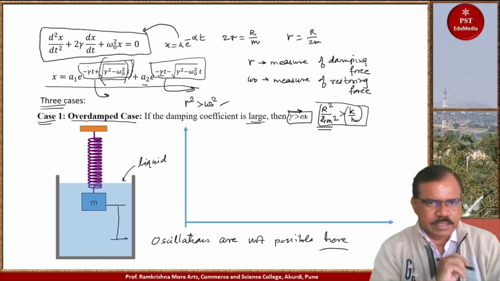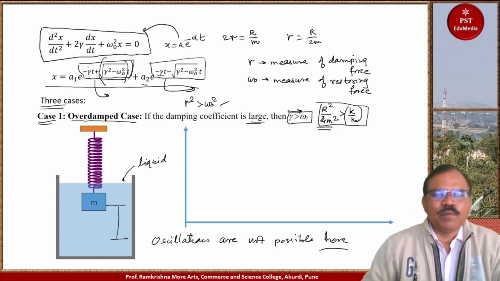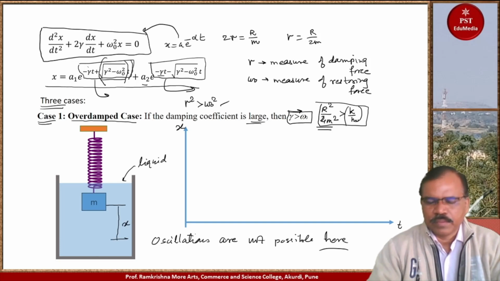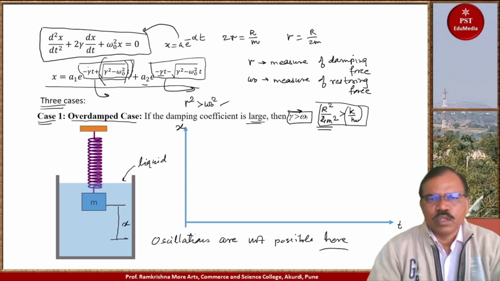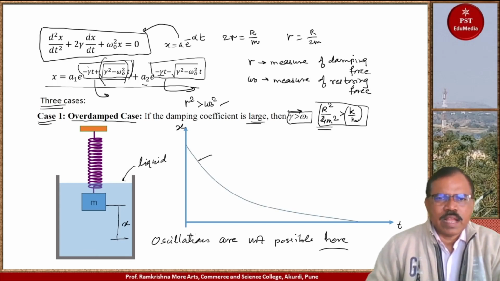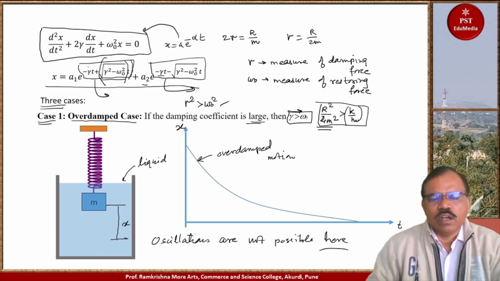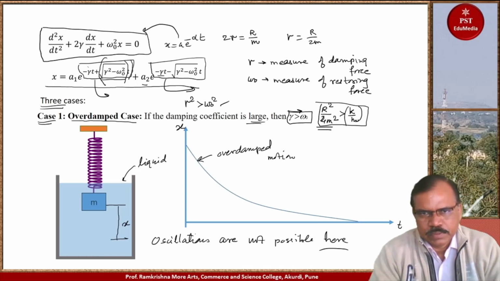Oscillations are not possible here. So what happens here? If we plot a graph of x versus t, displacement from equilibrium position with t, we have seen here, with time x will go on decreasing and finally it will become 0. If we plot the graph, you will get a graph like this. And this motion is called over damped motion.